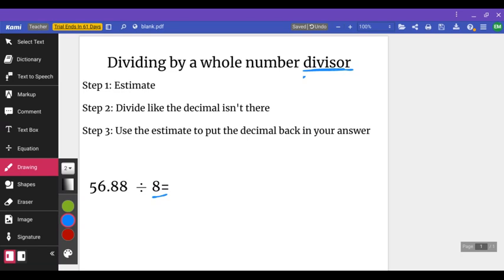The first thing you're going to do is estimate. Then you're going to divide like the decimal isn't there. And then you're going to use the estimate to put the decimal back into your answer.